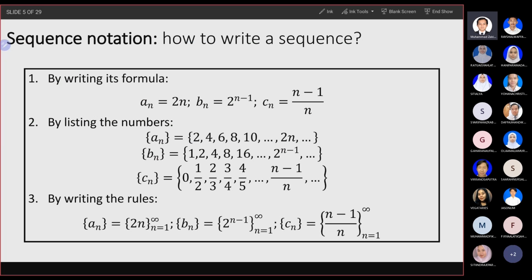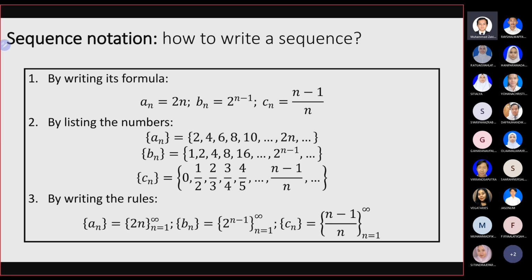So how to write a sequence? There are basically 3 ways to write a sequence. First, we write the formula. That's enough usually. Ya. Jadi, cara pertama untuk menuliskan sebuah barisan itu dengan cara menuliskan rumusnya. Biasanya itu sudah cukup seperti ini. Misalkan barisan, for example, sequence an equals 2n, ya, misalkan barisan an sama dengan 2n, or the sequence bn equals 2 power n minus 1, and so on.